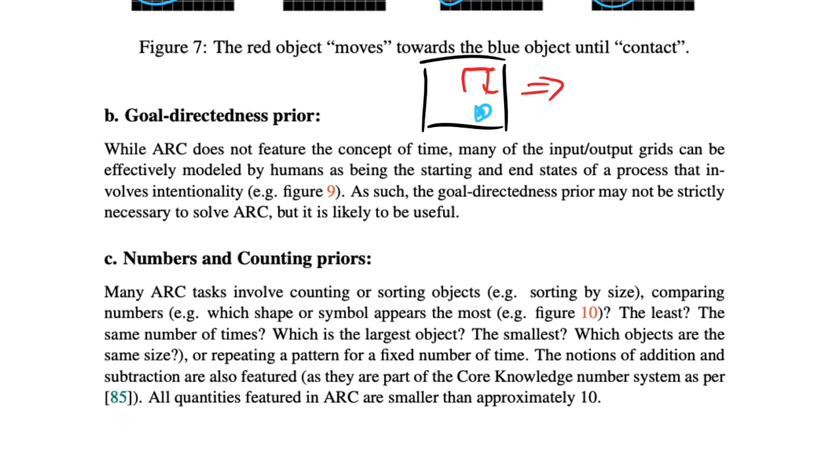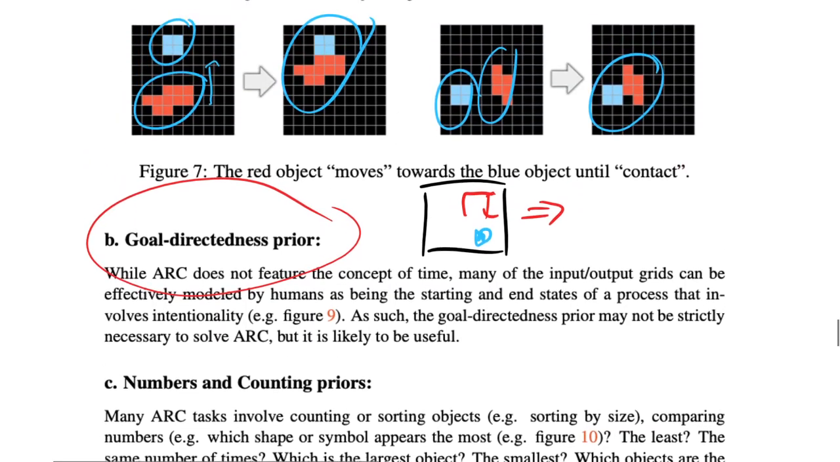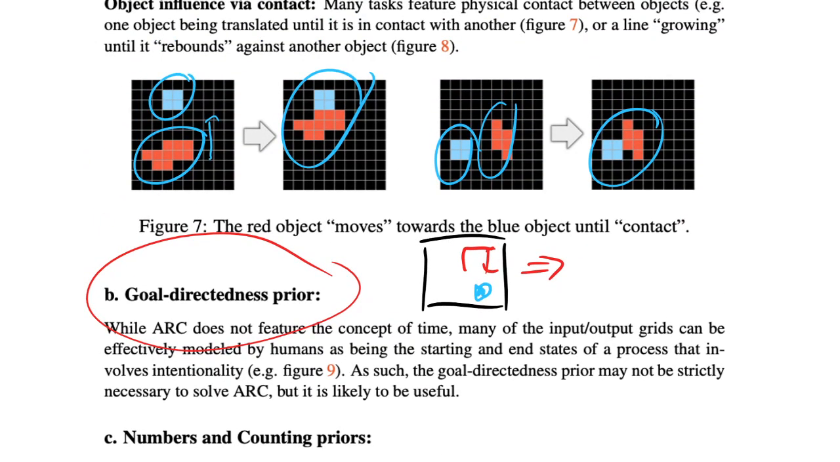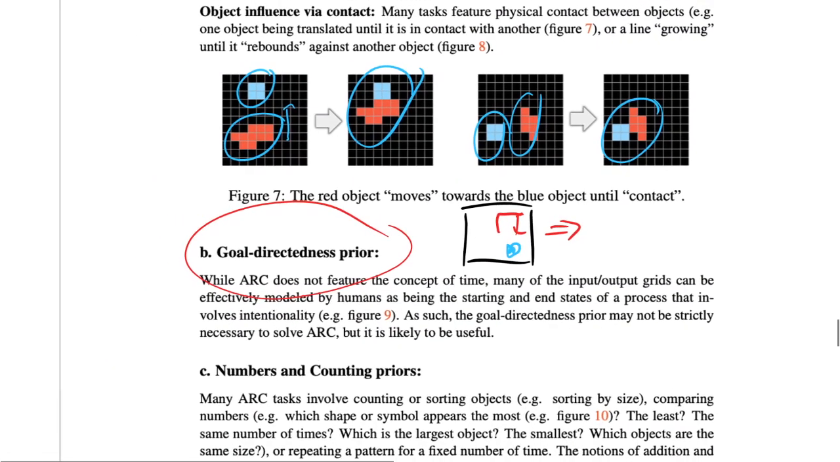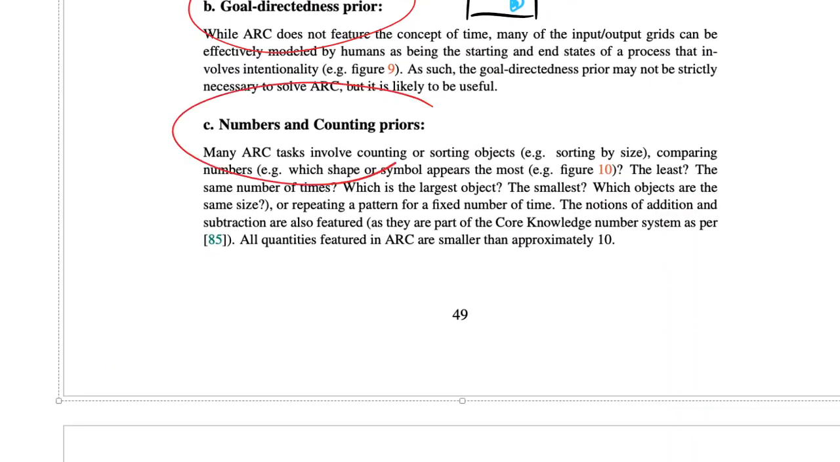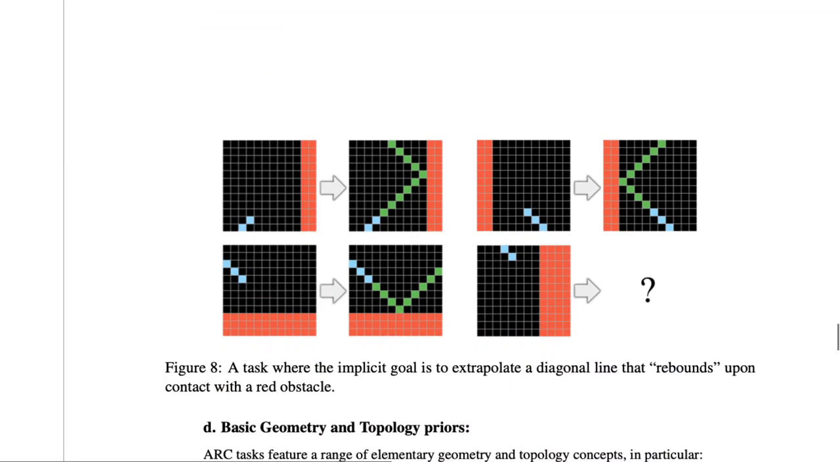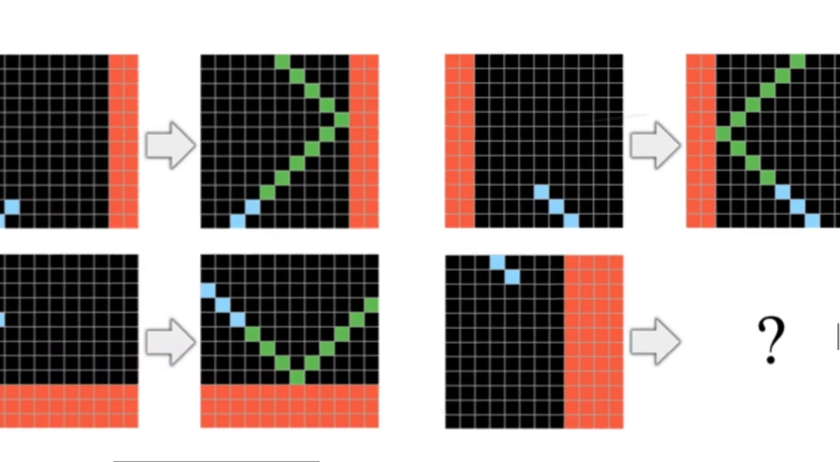There are even more abstract priors like goal directedness. So now here you can already see this a little bit in that you can say, well, the red thing wants to go to the blue thing. So there's a notion of time involved, maybe. There's also a counting and numbers prior. So here you see like a time process.